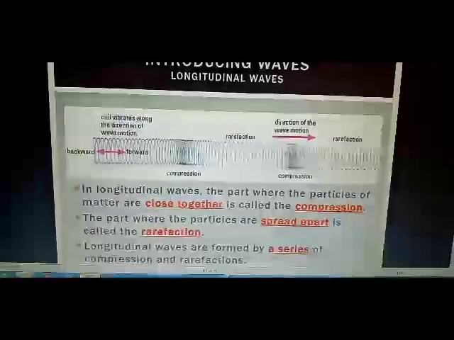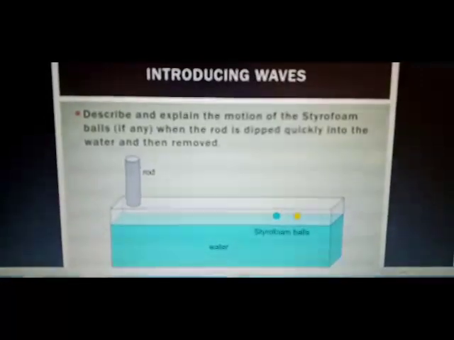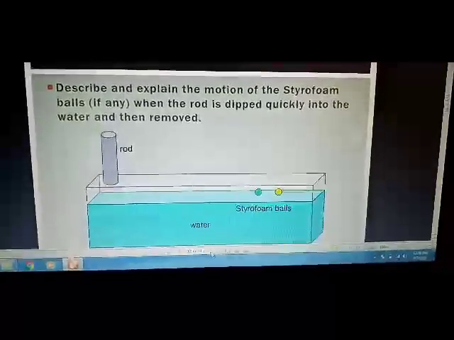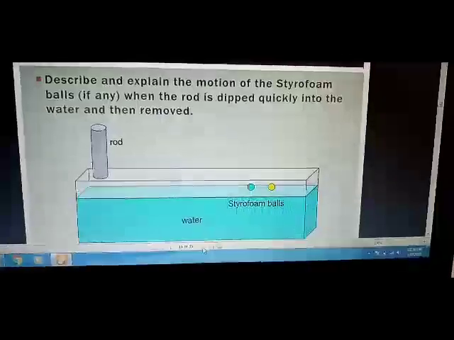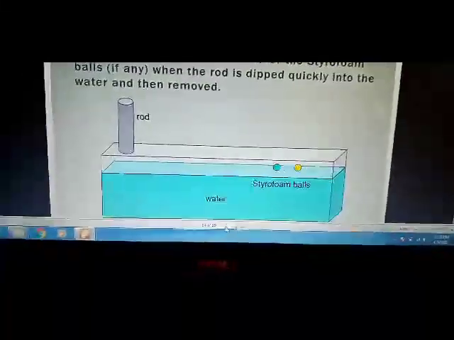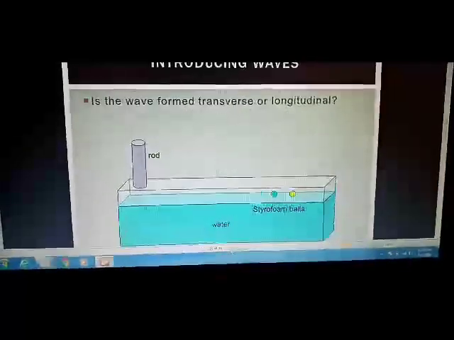Okay. Now we can see that the question is: describe and explain the motion, if any, of a styrofoam ball when the rod is dipped quickly into the water and then removed. Now if you dip the rod in water, the styrofoam balls will start moving up and down. Again it's showing the transverse waves. Water always produces transverse waves.